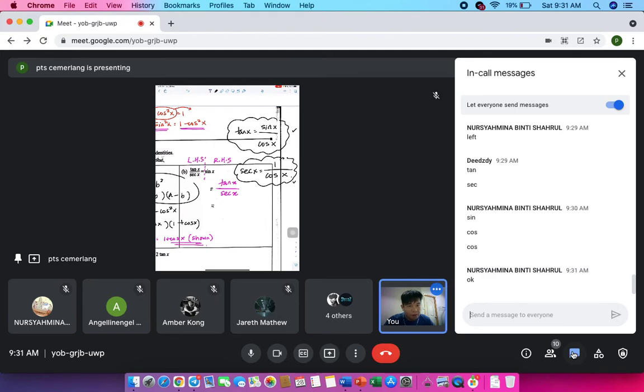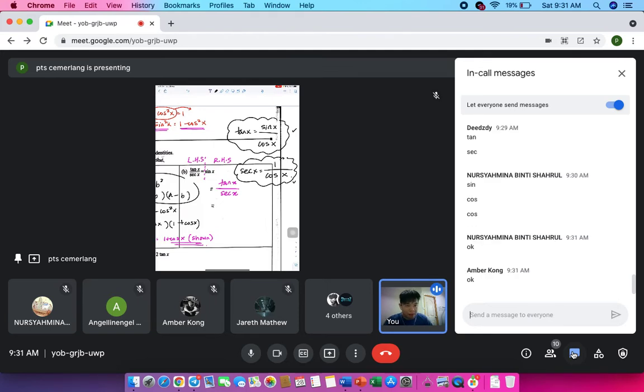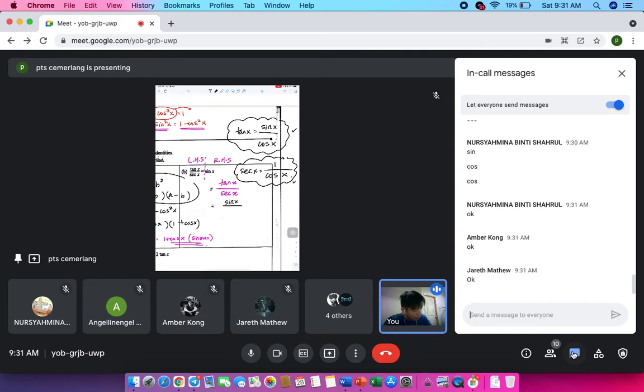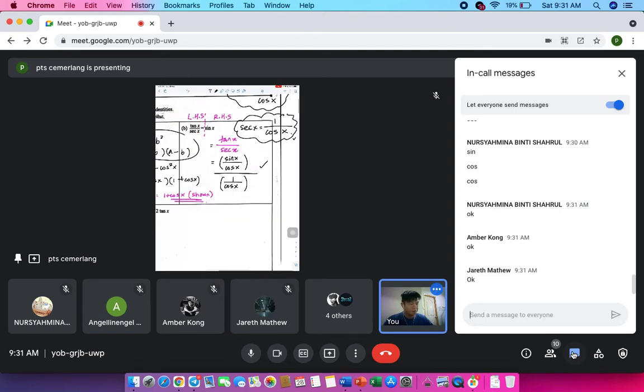Okay, so now I substitute. Cikgu, substitute, so I substitute apa jadi? Sin x over cos x di atas kan? Lepas tu bahagian bawah tu 1 over cos x. Is this okay? Bawah tu boleh terima?